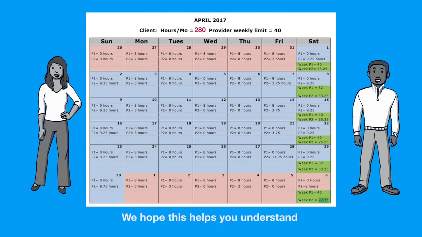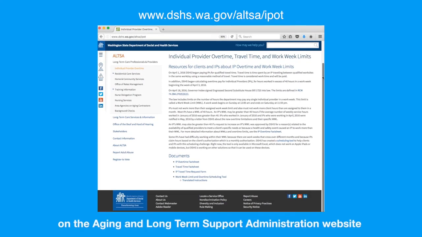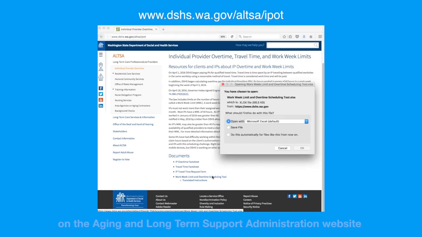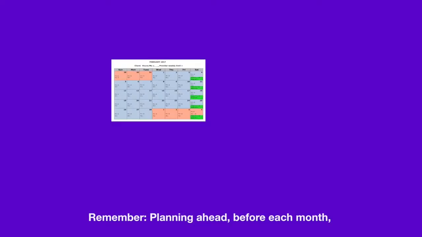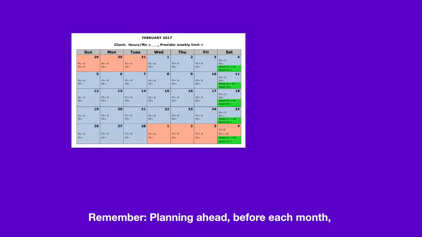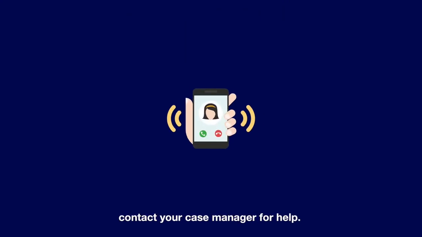We hope this helps you understand how to schedule a month with 2 individual providers and keep track of their workweek limits. If needed, a calendar calculator tool is available for download on the Aging and Long-Term Support Administration website for you and each of your providers to use to track their individual schedules. Remember, planning ahead before each month helps you stay within your authorized monthly hours and your provider's workweek limit. If you have trouble getting started, contact your case manager for help.